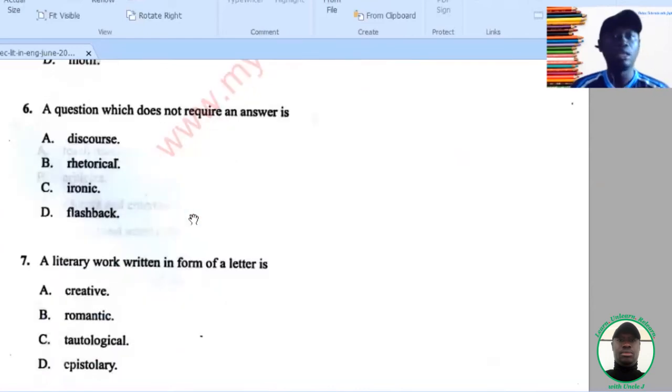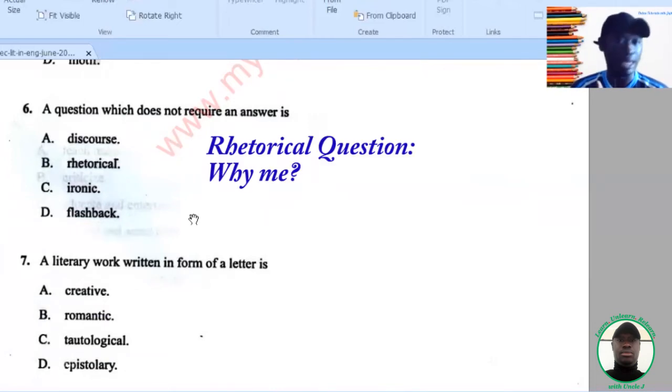Question 6. A question which does not require an answer is A. Discuss, B. Rhetorical, C. Ironic, D. Flashback. A rhetorical question does not require an answer. For example, when you say, who is like unto thee, O Lord? You do not expect an answer from God, okay? So rhetorical questions do not require an answer, and this is used to create an effect.